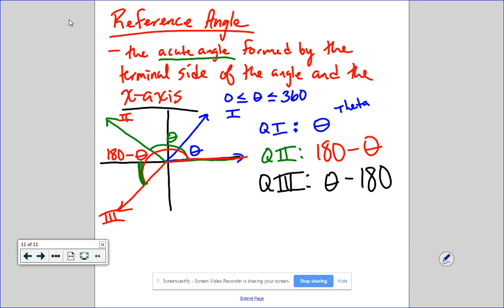Thought process, what do we think? How do we do the last one in quadrant 4? What is one full circle? 360. So how do we think we find that angle in quadrant 4? 360 minus this angle. Excellent. So in quadrant 4, how do you find a reference angle? 360 minus theta. Whatever that angle is, I subtract it from 360, and it has to be acute.